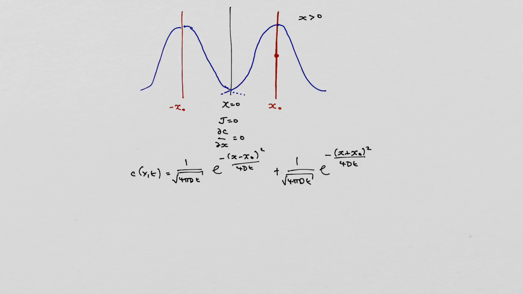And you can probably see what will happen if I were to take the derivative of this with respect to x. In fact, I can even do that. So dC/dx is 1 over the square root of 4 pi Dt, which is a common factor, times minus (x minus x0) over 2Dt, minus (x plus x0) over 2Dt.